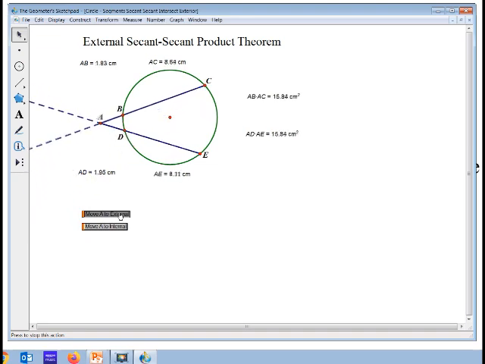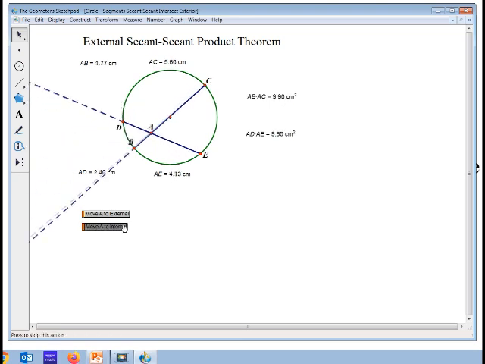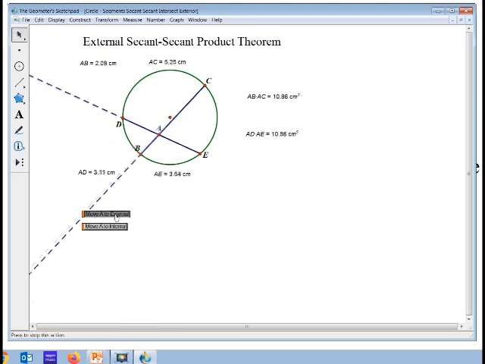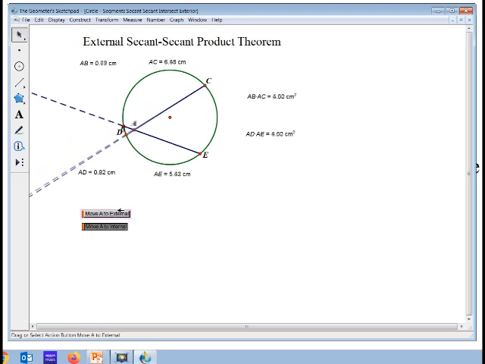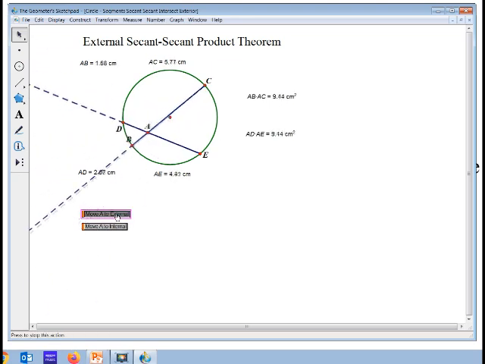Now, as I move point A outside the circle, the relationship between AB and AC stays the same, but what happens is AC is this whole piece now. It's not just part of the segment, it's the whole segment. So the relationship's the same though. AB times AC is going to equal AD times AE. The formula hasn't changed whether it's internal or external. It's just when it's internal, it's the pieces, and when it's external, it's one piece times the whole thing. Kind of interesting little relationship there.